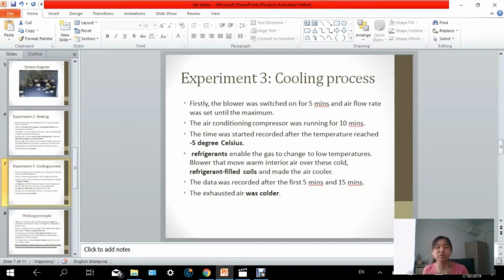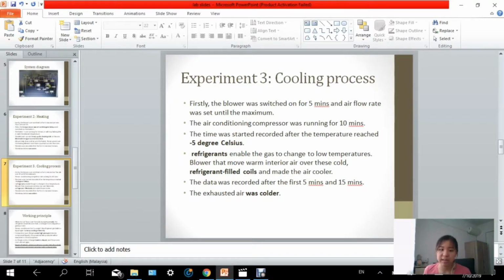After that, we do the cooling process. We also do the same thing, let the blower switch on for 5 minutes and record the data. Then this time we turn on the air conditioning compressor for 10 minutes. We only record the time when it is -5 degrees Celsius so that the process and data will be more accurate. The reason the air can be cooled is that we have refrigerant inside the coil, which can change the gas to low temperature. So when the blower moves warm interior air over this cold refrigerant coil, it can make the air cooler.